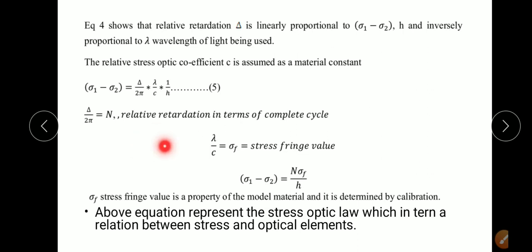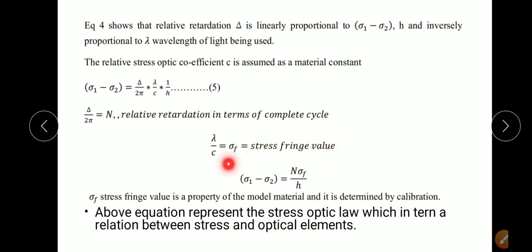Then lambda by c can be written as sigma f, or f sigma. This lambda by c is nothing but the wavelength divided by the velocity of light. It is equal to the stress fringe value. This stress fringe value can be obtained from lambda by c. If you know the wavelength and the velocity, you can determine sigma f.